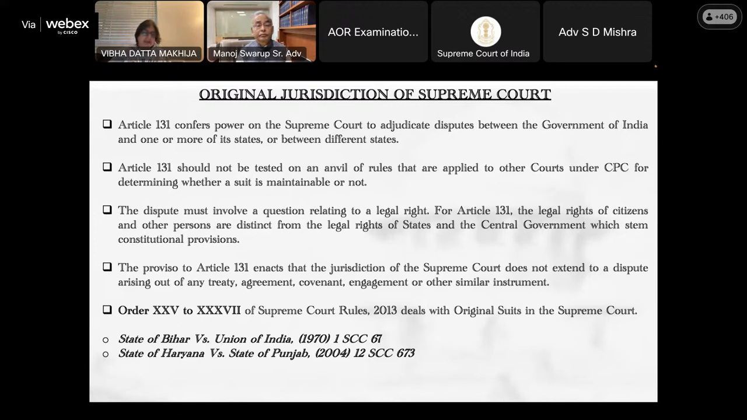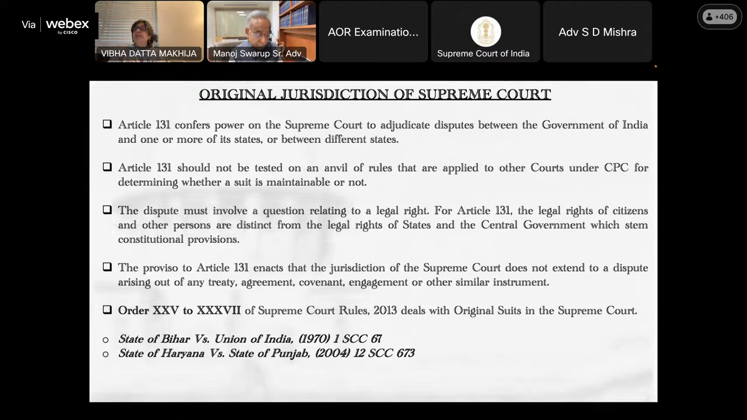Then let's see one important aspect of 131, which is the proviso to 131. Now, this says that the jurisdiction of the Supreme Court does not extend to a dispute arising out of a treaty, agreement, covenant, engagement, or other similar instruments. So essentially, the power of the Indian government to enter into treaties, covenants, etc., with foreign countries, or with their own, for example, at the time of independence, the government of India entered into several covenants with sovereign states, the provinces, which were existing at that point of time, to make them accede to the Indian Dominion.